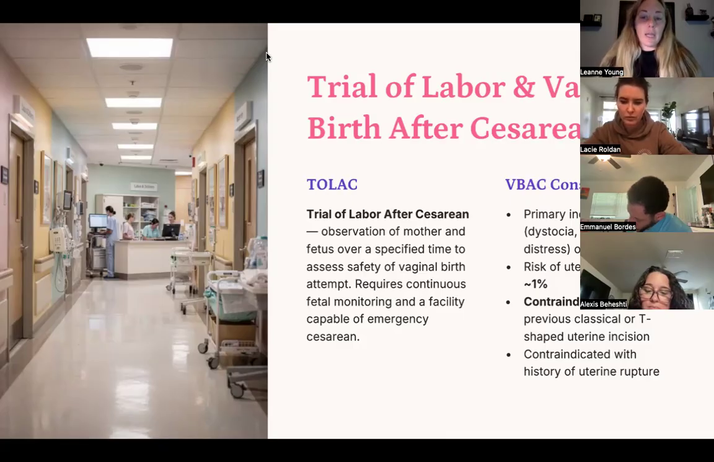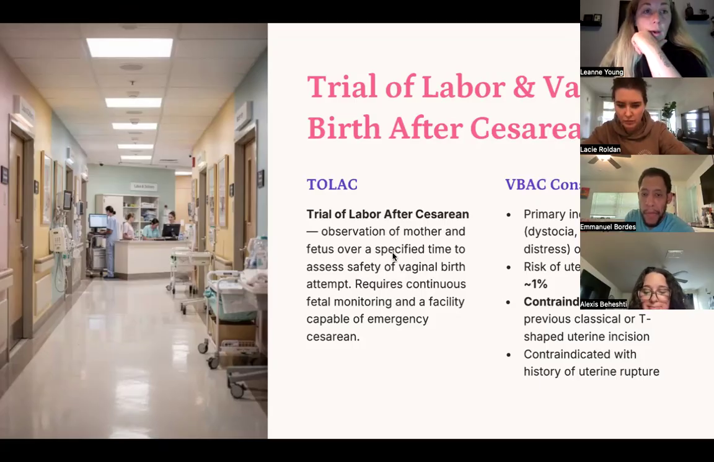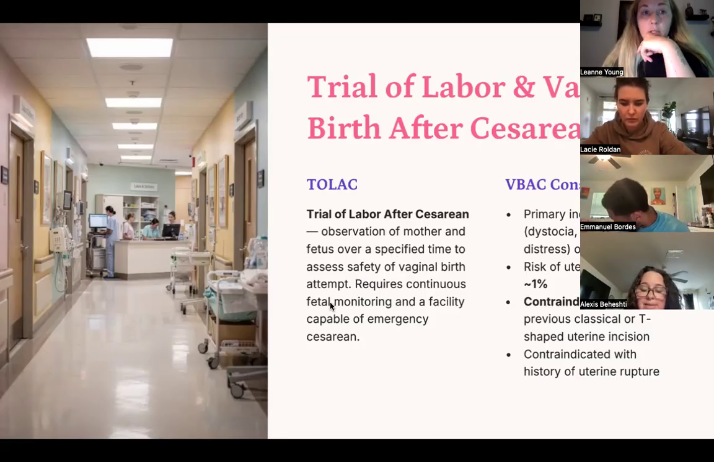It is contraindicated in a patient who's had a previous T-shaped uterine incision or a classical incision. All right. Or if mom has a history of uterine rupture. If mom has had a uterine rupture in the past, she should not be trying a VBAC. Okay, so that is something that we need to make sure our patients are aware of. And we're making sure that we know about that if it's in mom's history.